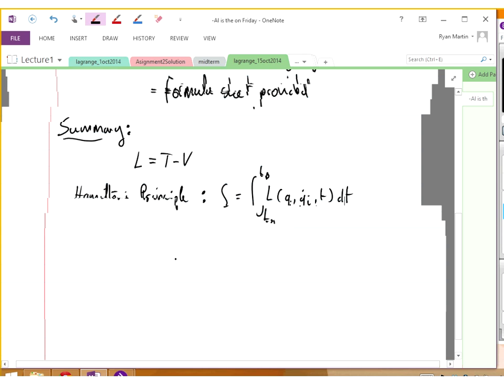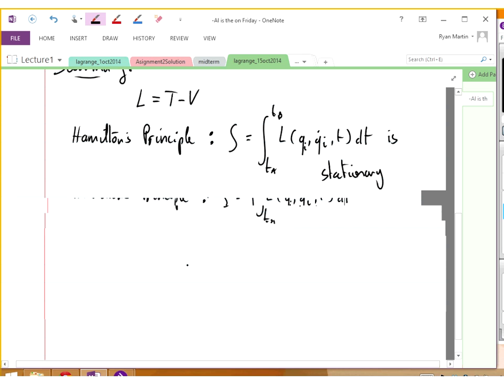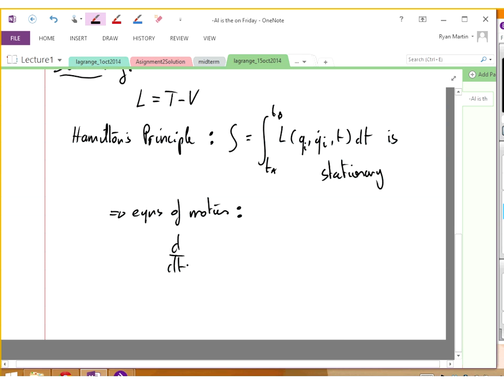That gives us the equations of motion for a system, which are the Euler-Lagrange equations, which you all know by heart now, which is d by dt of ∂L by ∂qi dot minus ∂L by ∂qi equal to 0.